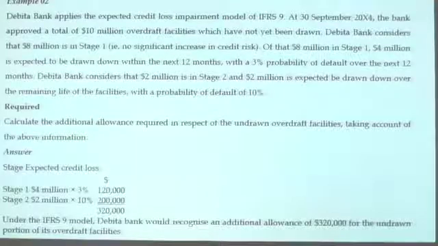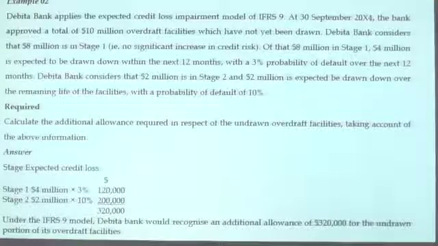Debtor bank applies the expected credit loss impairment model of IFRS 9. On 30th September 2014, the bank approved a total of 10 million overdraft facility, which has not yet been drawn. You know, an overdraft facility is not a loan, it is a facility to utilize the loan, right? Therefore, once you approve a loan for OD, you cannot make a provision until they utilize it, right? Without utilizing, you cannot make a provision. That is the point, differentiate OD from other loans.